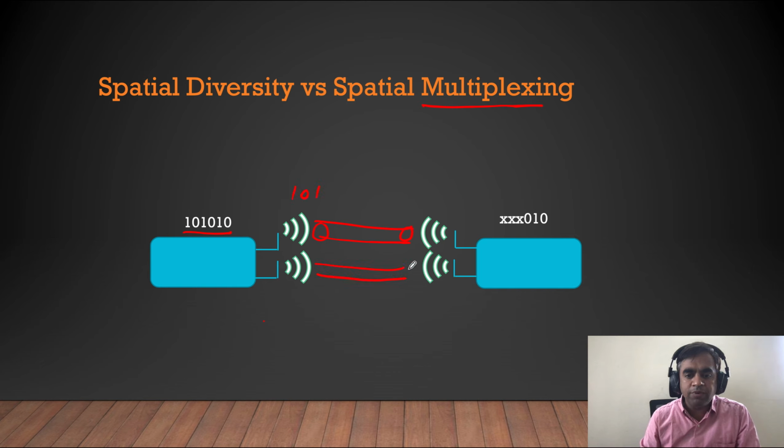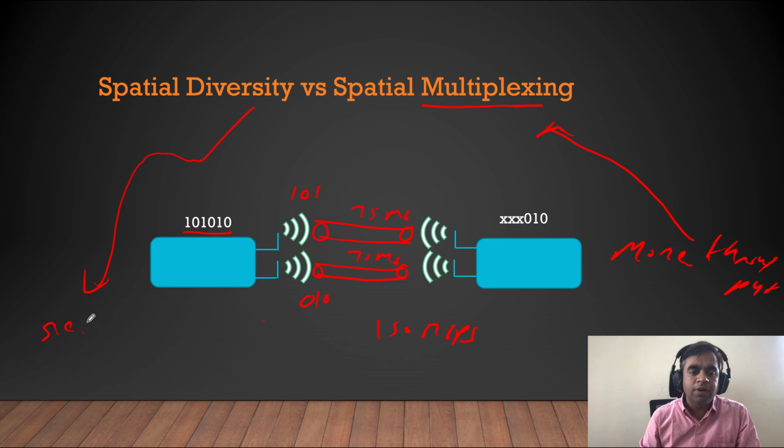There is another virtual pipe because we have another radio path available over here. This link, let's say, is of 75 MB. This link is also of 75 MB. That way, I'm getting a cumulated throughput of 150 MB, and I can send the information faster. So multiplexing results in more throughput. Diversity, as you recall, was meant for reliability.